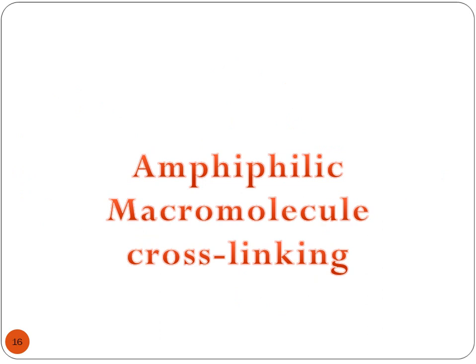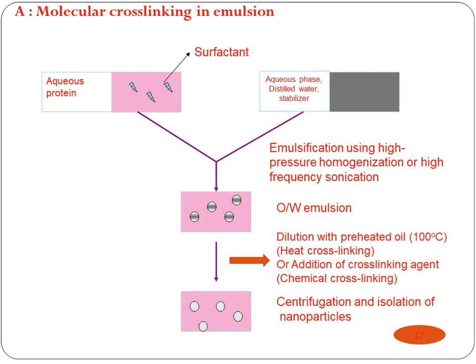First is amphiphilic macromolecule cross-linking. In this, as we can see in the diagram, in the first half we take the aqueous protein and surfactant, and we mix them, and in the second half we take the aqueous phase, distilled water and stabilizer, and we mix these two with the help of emulsification using high pressure homogenization or high frequency sonication, and we get an oil in water emulsion.